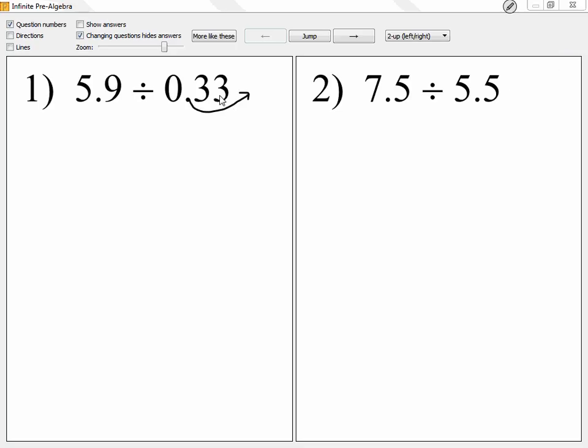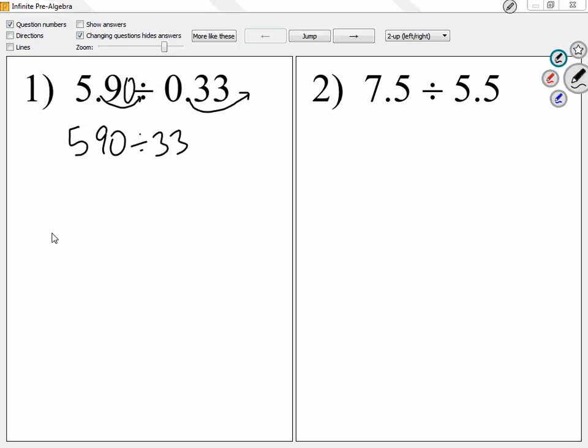Because I moved this number two places to the right, make sure the number at the left, you also move it two places to the right. If I need to add an extra zero to be able to move it, move this. So this looks like 590 divided by 33. Once again, the number after the division sign cannot have decimals. The one before it, it's okay, but not the one after.